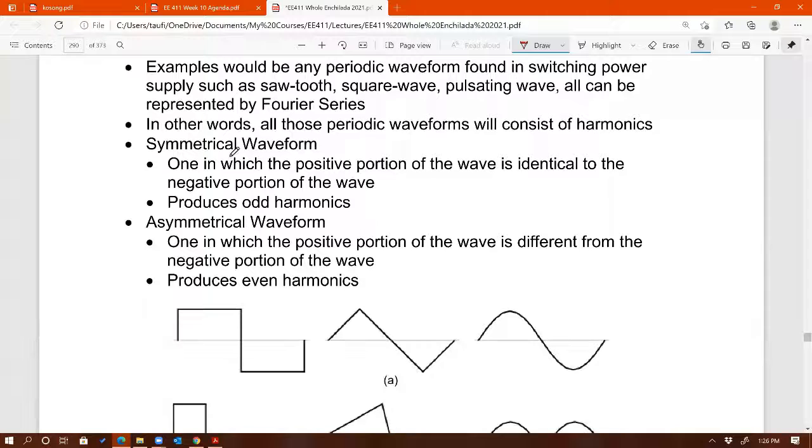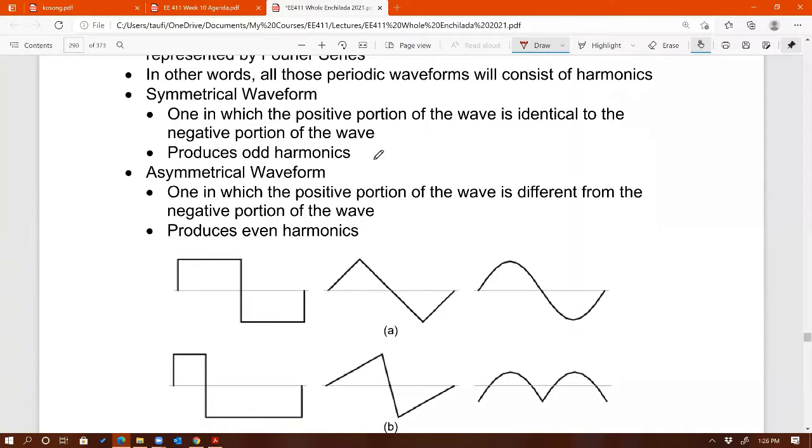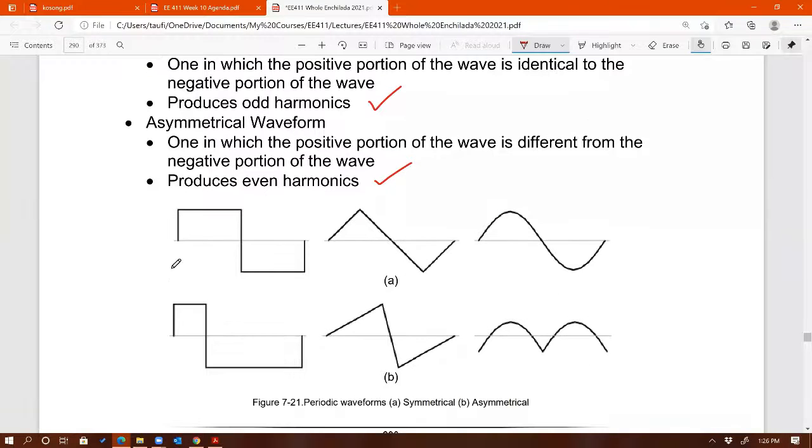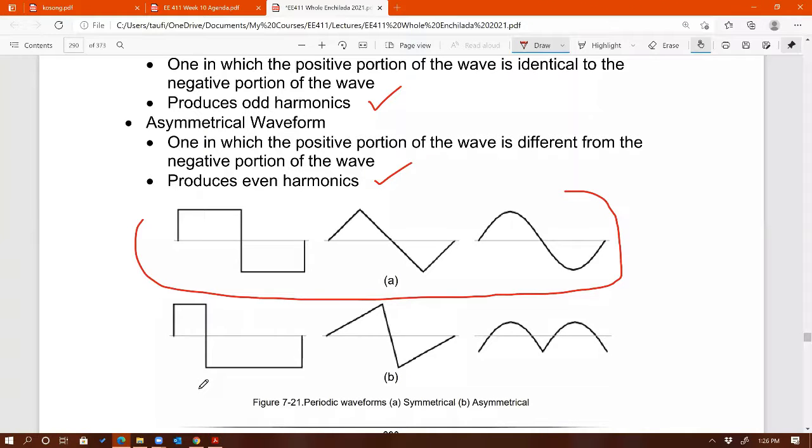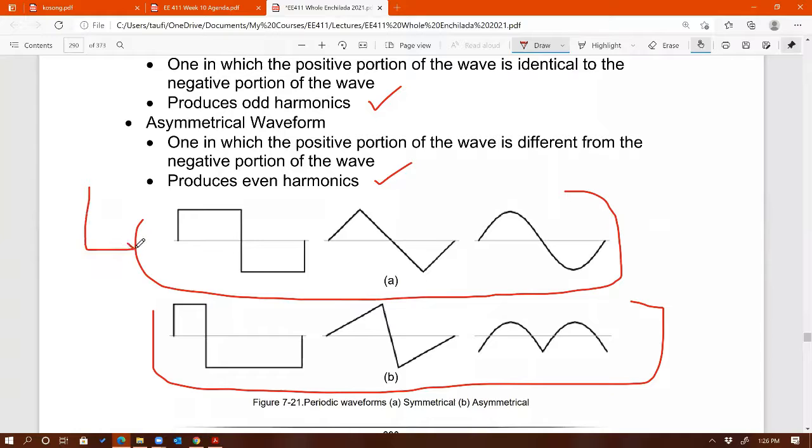So if you have a symmetrical waveform, right, then it will produce odd harmonics. If it's asymmetrical, then it will produce even harmonics, right? So these are examples of symmetrical waveform, right? And here's the example of asymmetrical waveform, right? In our electrical systems, which one is most commonly found? I would say symmetrical waveforms.